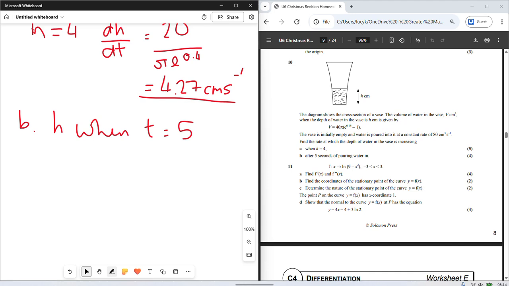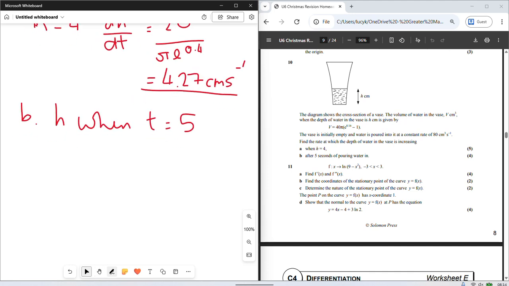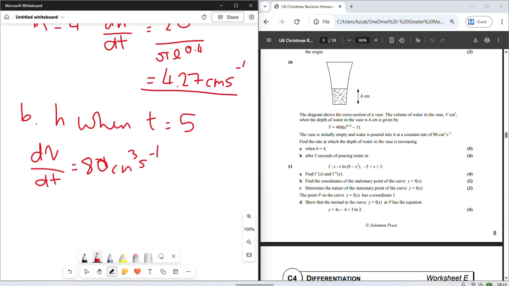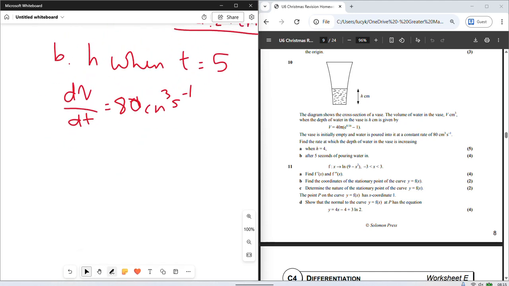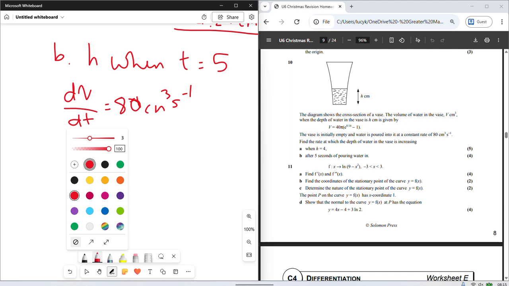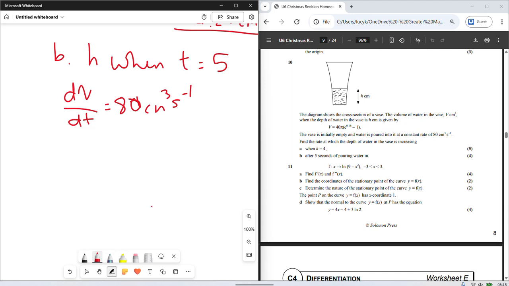So dv by dt, I was told, is a constant rate of 80 centimeters cubed per second, and this is where you've got to use a bit of common sense. The vase is filling up 80 centimeters cubed per second. So realistically, I can find the volume of that vase, because each second we're going to get another 80 centimeters cubed in there. So I can find volume when the time is 5, and then relate that to the equation involving volume and the height.